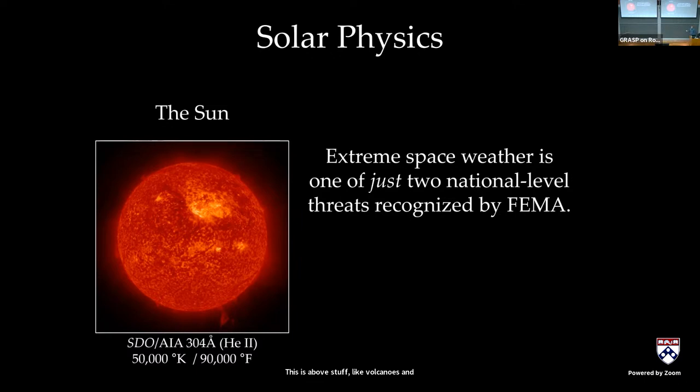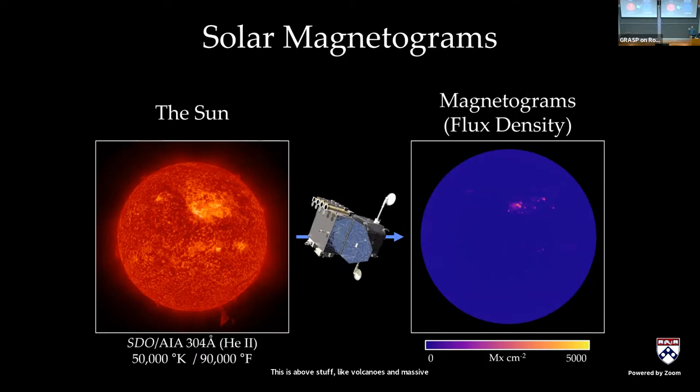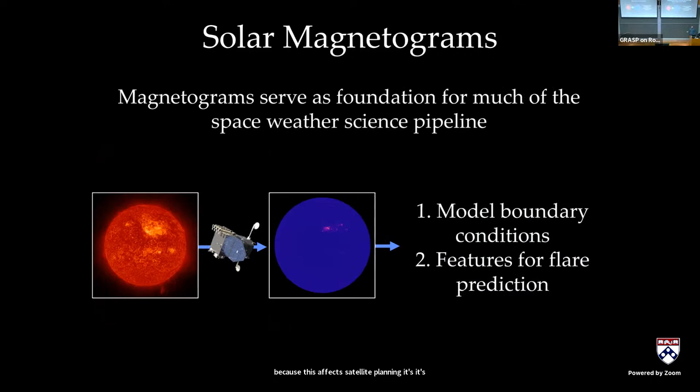What people do is observe the sun, and one of the big things that generates a lot of this extreme space weather is the magnetic field of the sun. Here, for example, is a magnetogram that's generated by a NASA instrument. You have immense amounts of data, like decades at very, very high cadence, really high quality science data. And people actually pay for space weather forecasts, which is amazing because this affects satellite planning. It's a whole side of the world that I had no idea about. These magnetograms that people produce are the foundation for a lot of the space weather pipelines. You get these images of the magnetic field of the sun, and people use them as boundary conditions for models. People have gigantic differential equation models, and you need boundary conditions for the sun.